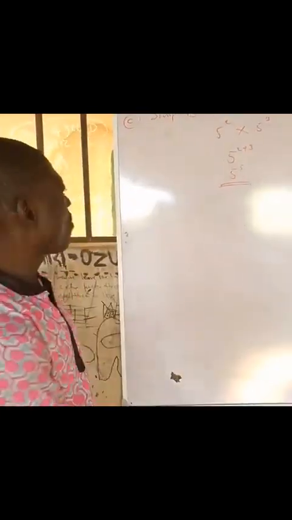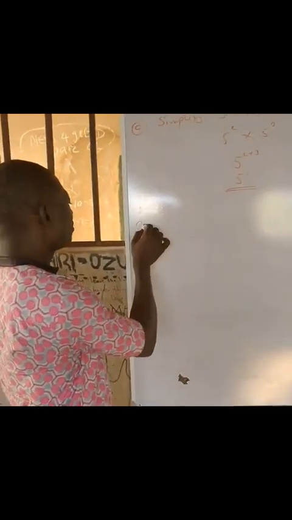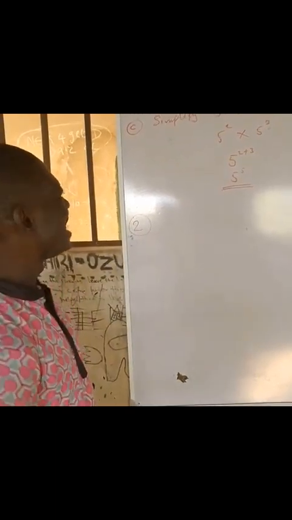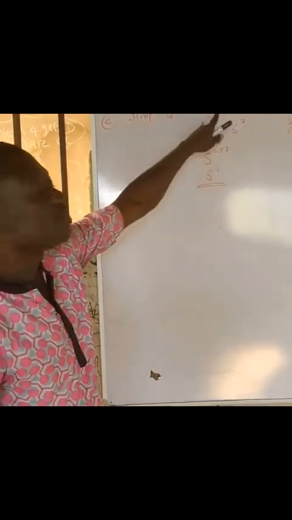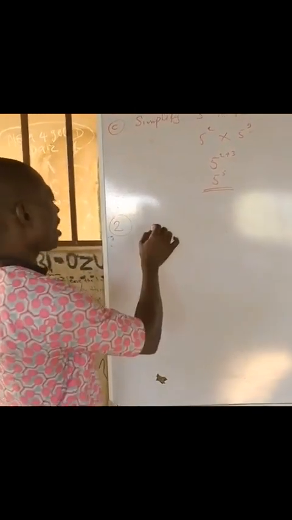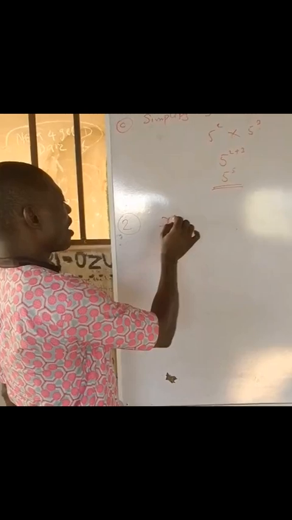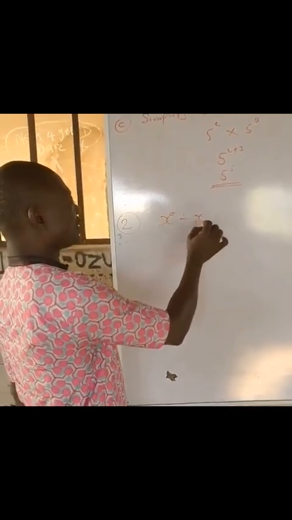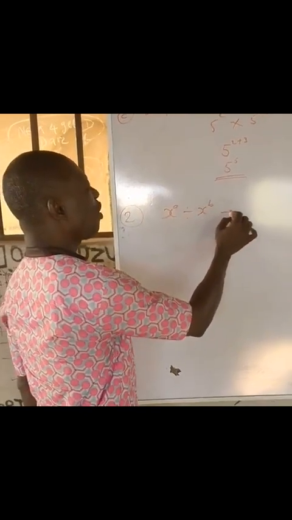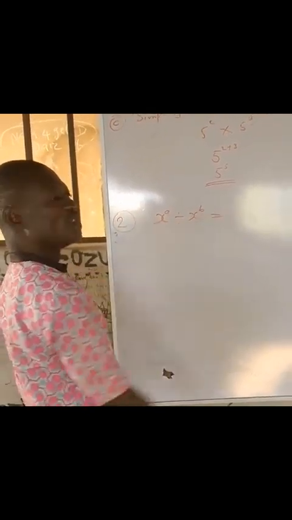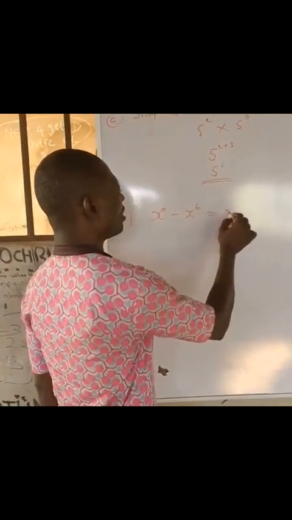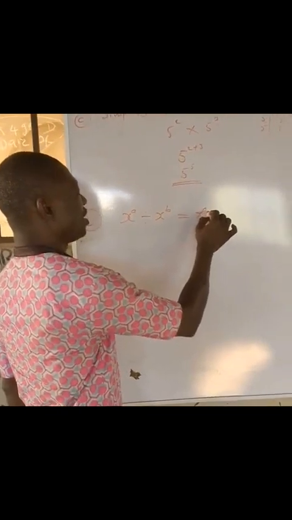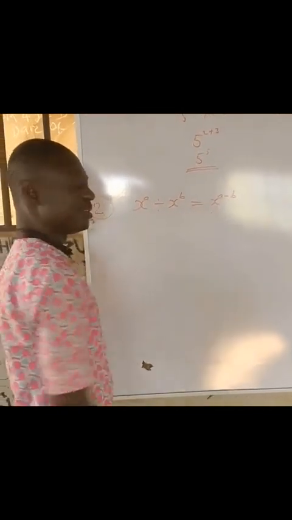What of the second one? Take us the second one, law number 2. The second law of indices takes care of division. What of when we have x raised to power a and division is between them, x raised to power b? The law is asking us to simply pick one base and say x raised to power a minus b.